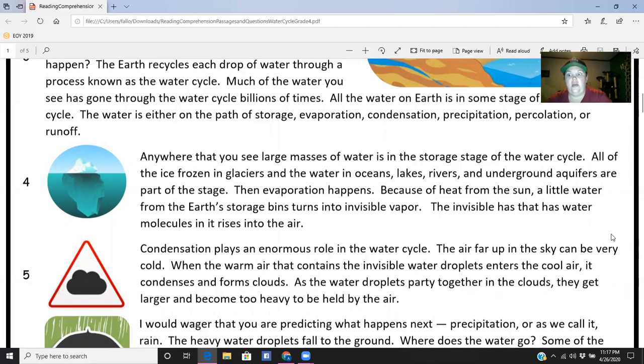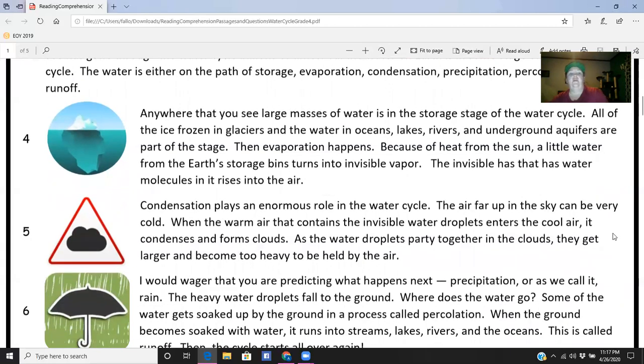Let's go ahead and look at paragraph 5. Condensation plays an enormous role in the water cycle. The air far up in the sky can be very cold. When the warm air that contains the invisible water droplets enters the cool air, it condenses and forms clouds. As the water droplets party together in the clouds, they get larger and become too heavy to be held by the air.